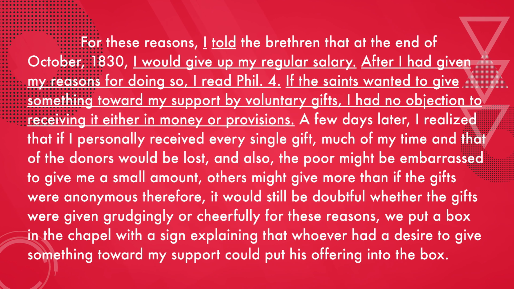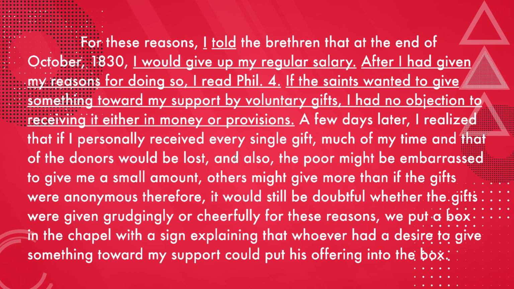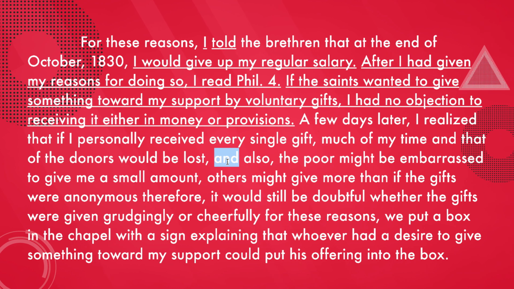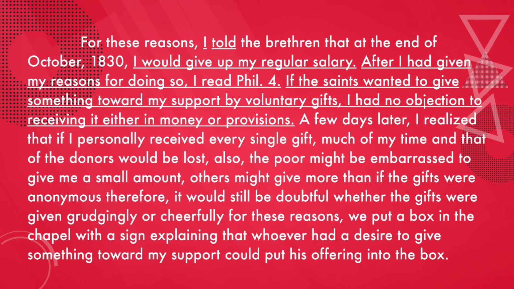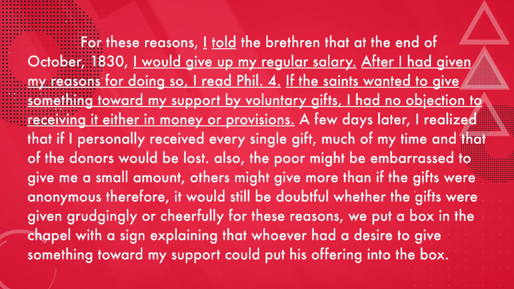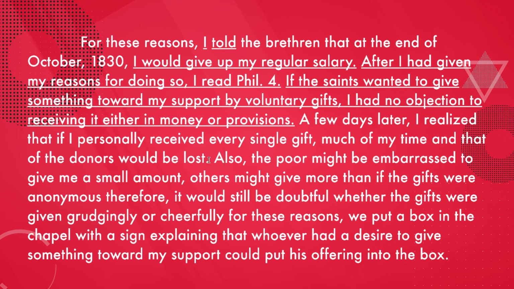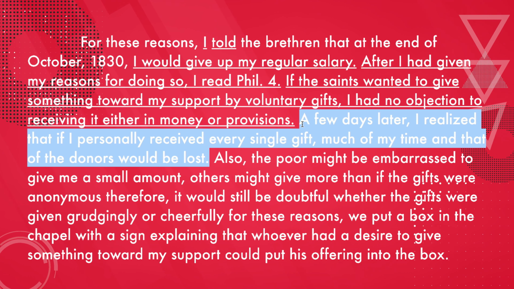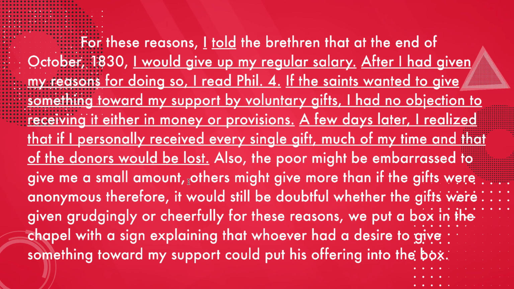But if George Mueller had put "and," it would have been okay. Right? "And also," so you have a coordinating conjunction that can join two clauses. But since he only had "also," this has to start a new sentence. Also, the poor might be embarrassed. So we have another sentence right here. The poor might be embarrassed to give a small amount.